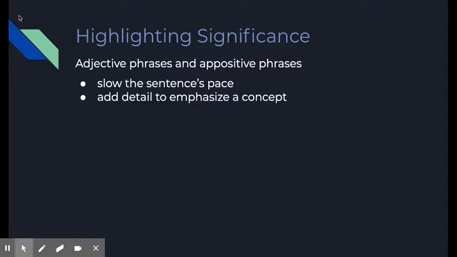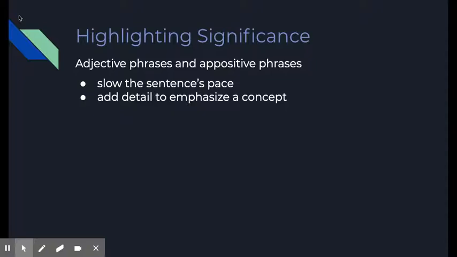So one really awesome use for both adjective and appositive phrases is to try to highlight the significance of something. And there are two reasons why these types of phrases are good for highlighting significance. The first is that they slow the sentence's pace, right? If you think about the examples on the previous slide, if you have your adjective phrase or your appositive phrase interrupt the main clause, it kind of pauses for a second, right? You're getting extra information and waiting for the verb. They're not adding extra action, they're just adding extra detail.